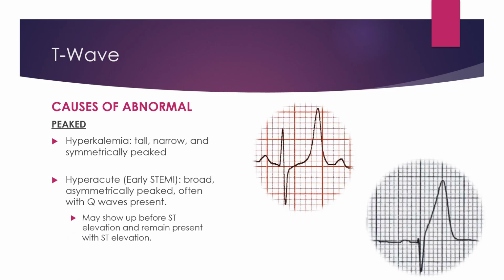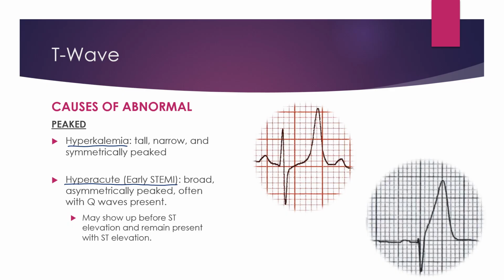All right, some causes of T wave abnormalities. There's a few slides on this just so you're aware, but T waves can be peaked, right? And that occurs in hyperkalemia. They also call them hyperacute T waves, which can show up right before ST elevation or persist with ST elevation. So in hyperkalemia, you get tall, narrow, symmetrically peaked T waves.